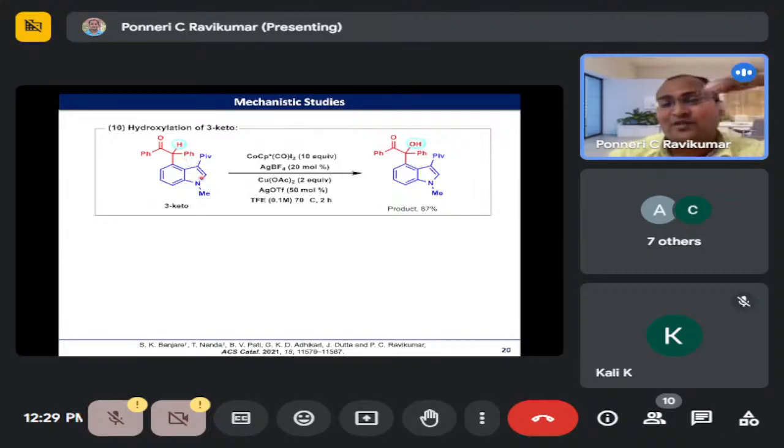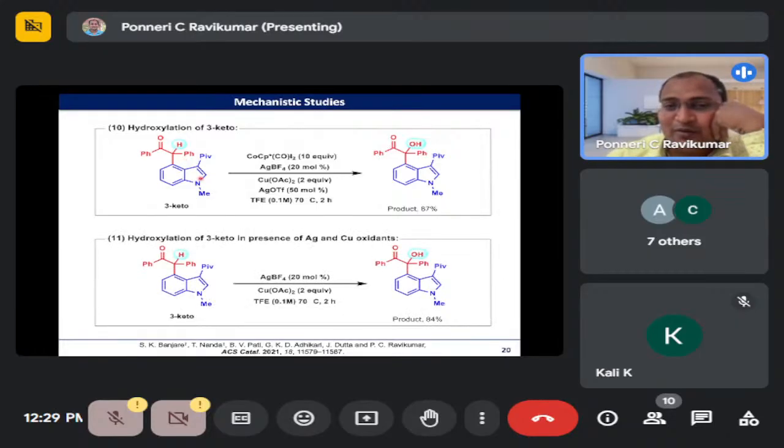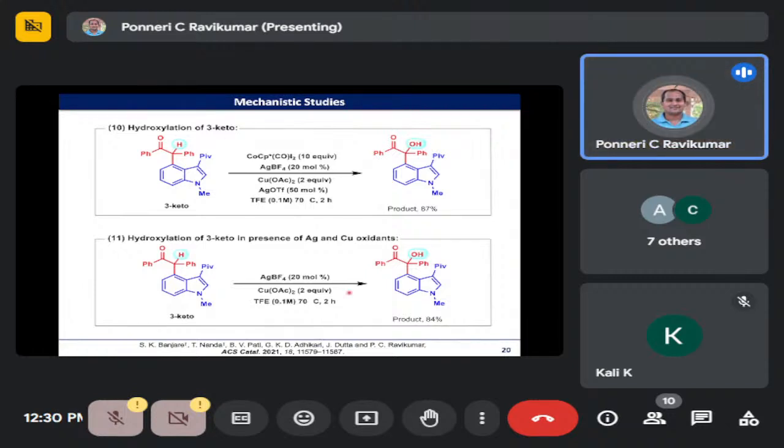So with this discovery, we again wanted to see whether there is any effect of the catalyst. So we remove the catalyst and we retain only the oxidants. And even without the presence of this catalyst, this oxygenation is taking place, which means this is simply an oxidation reaction.